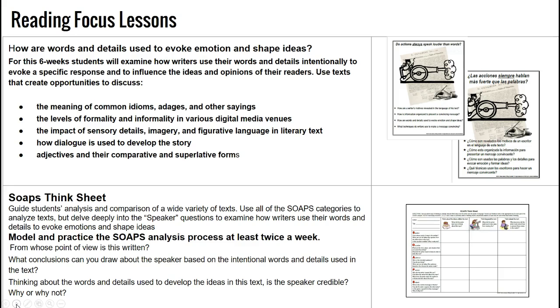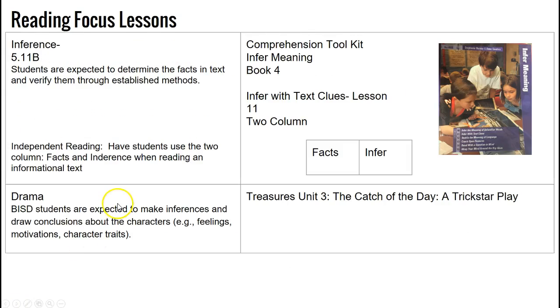The SOAP Think Sheet, which is in the Norma Jackson Resources, is a great way to guide students through analysis and comparisons of a wide variety of texts. So you would model how you use the SOAP with the kids in a mini lesson, and then have them do this with text that you choose, or maybe during their independent reading time.